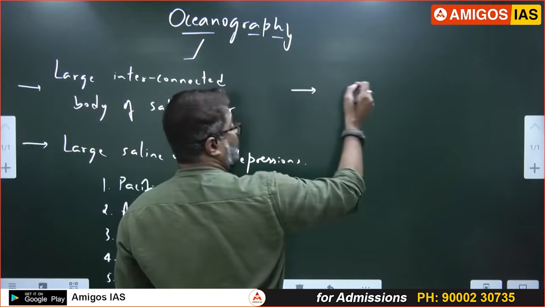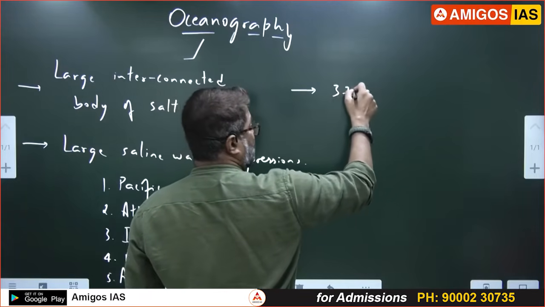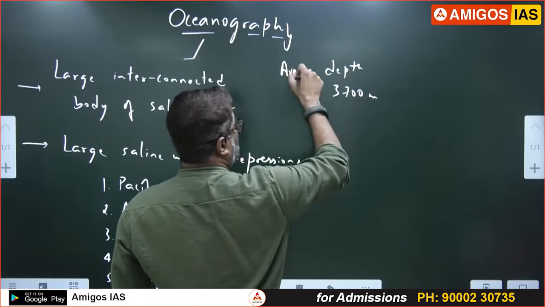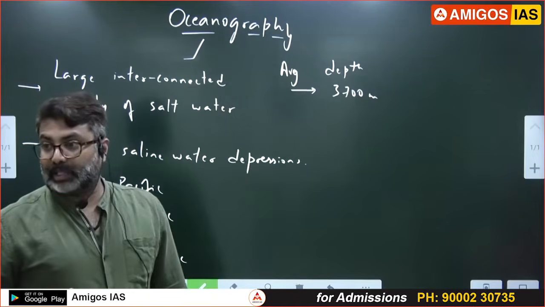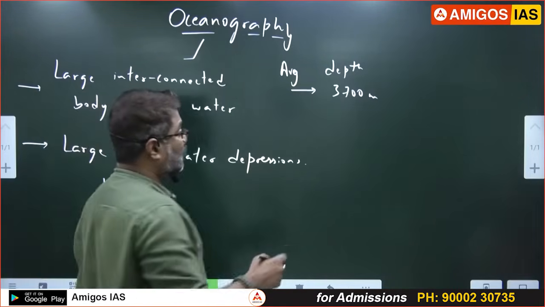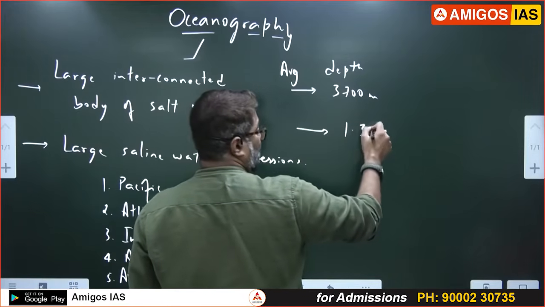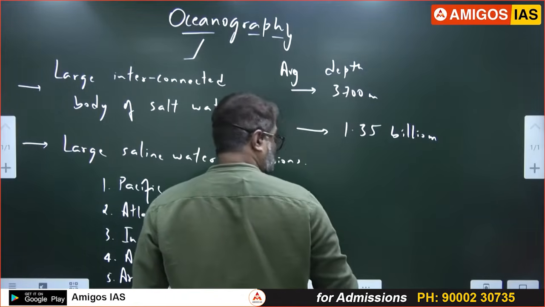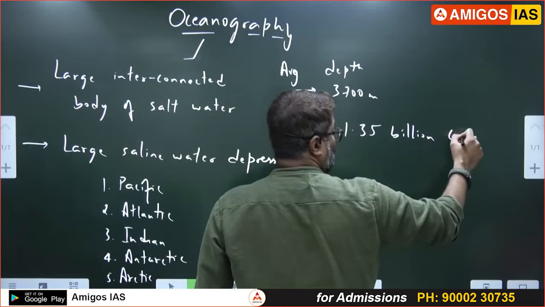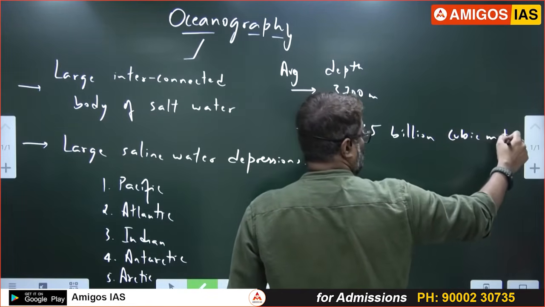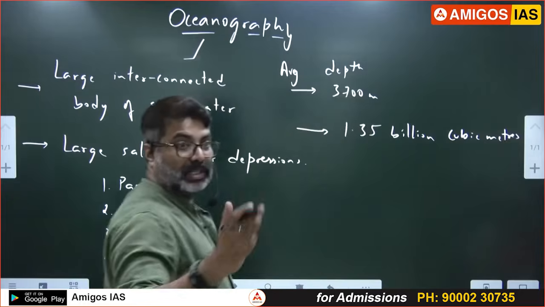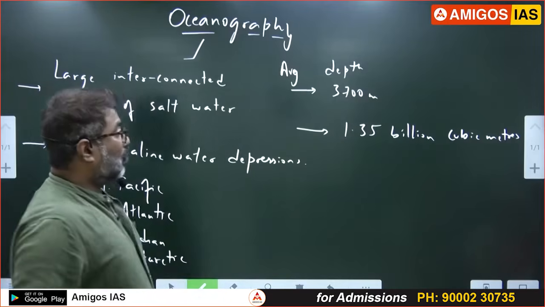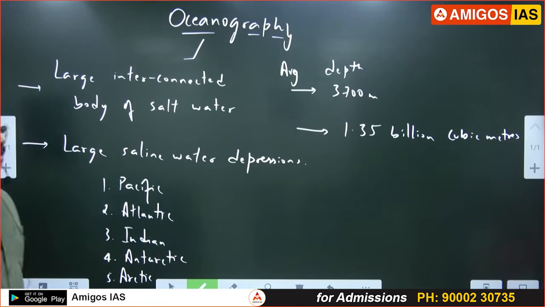So oceans nearly have an average depth of 3,700 meters. Nearly 1.35 billion cubic kilometers of water, BCM, is found in oceans.